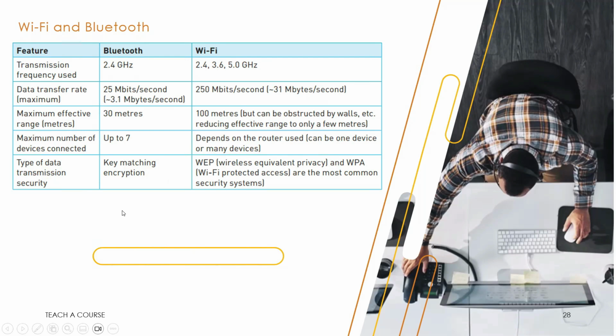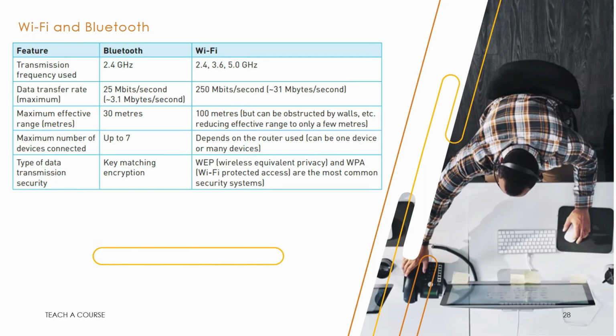So here is Wi-Fi and Bluetooth comparison. Transmission frequency used in Bluetooth is 2.4 gigahertz, and Wi-Fi can go up to 5 gigahertz. Then data transfer rate for Bluetooth is 25 megabits per second. Then Bluetooth can go up to 250 megabits per second.